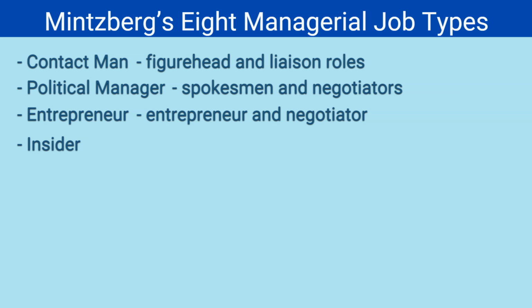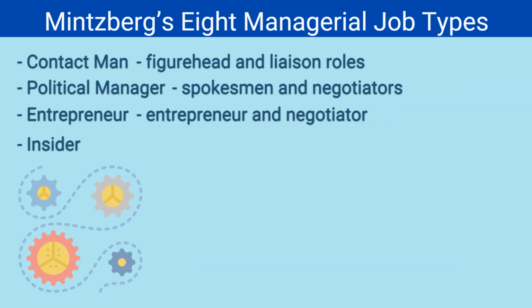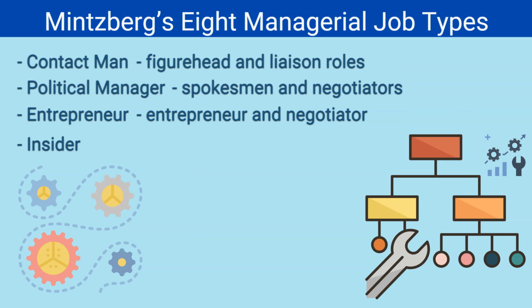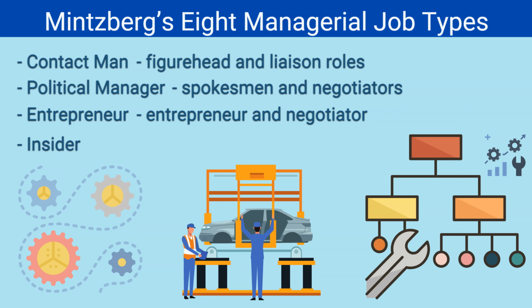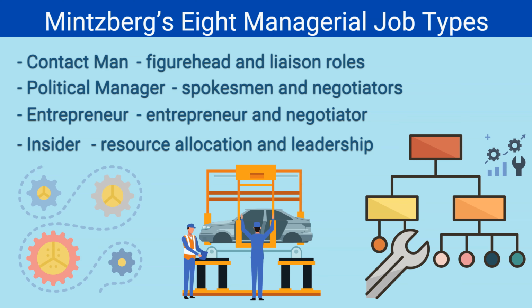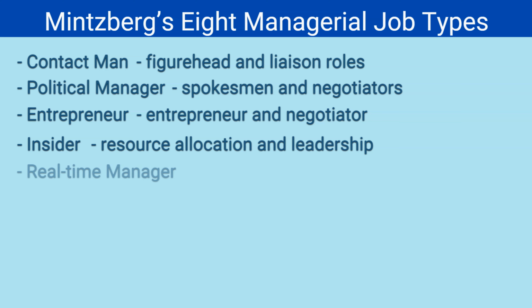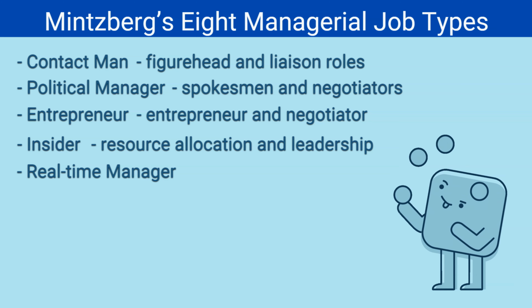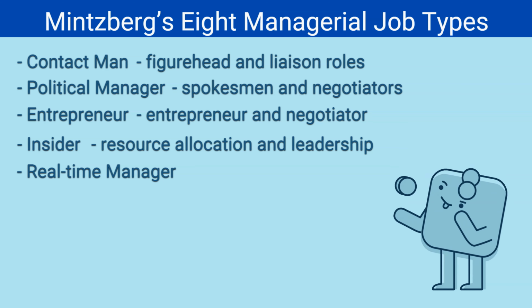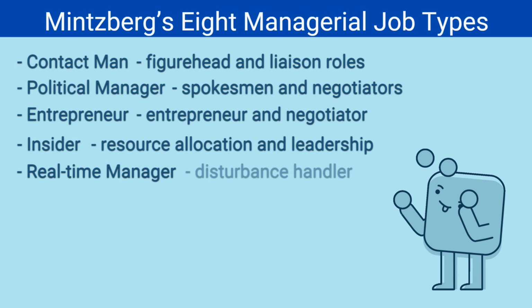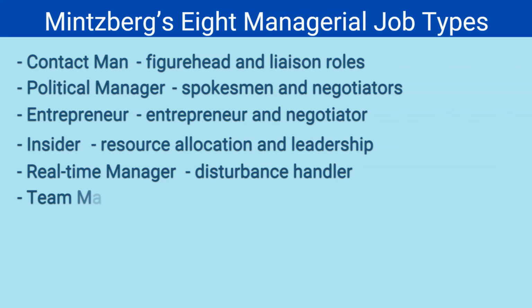Insider. Focused on operational excellence, insiders prioritize structure, systems, and training. You'll often see them in production roles or as second-in-command figures. They typically handle resource allocation and provide leadership. Real-time manager. Managing immediate pressures and handling dynamic environments, real-time managers step in when quick, decisive action is needed, often as disturbance handlers.